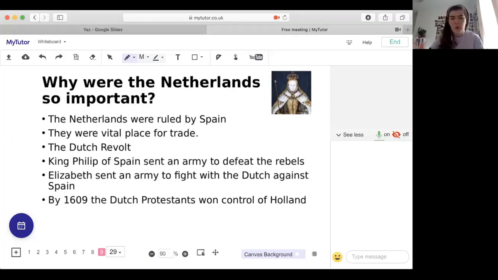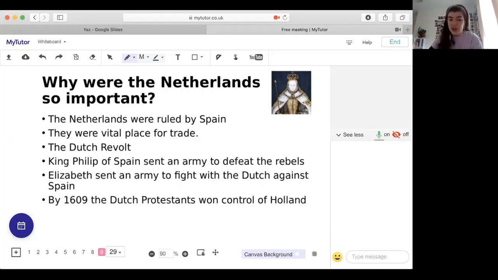So why are the Netherlands so important? You think that because it's just between Spain and England, that's who we're going to be focusing on, but the Netherlands were actually pivotal for the Spanish Armada. So the Netherlands were ruled by Spain, but the English saw the Netherlands as a vital place for trade. They've got Antwerp, which is one of the biggest cloth trading hubs, and that's one of the biggest industries in England at the time, so they really need to keep the Netherlands sort of on side.